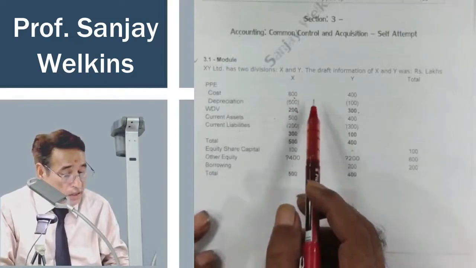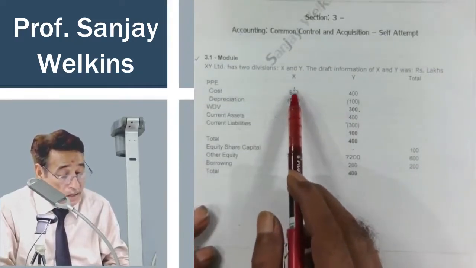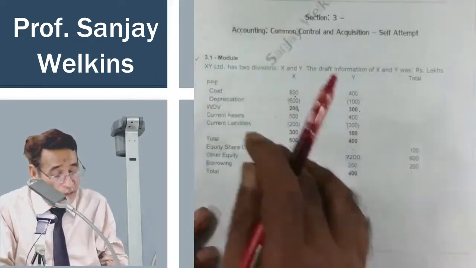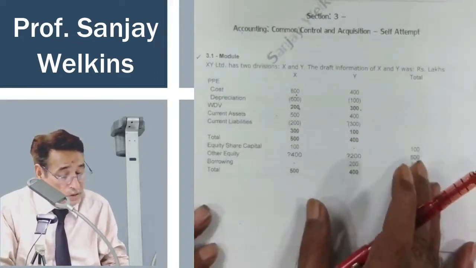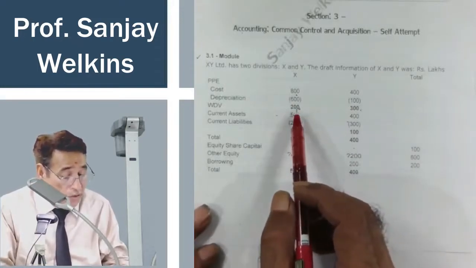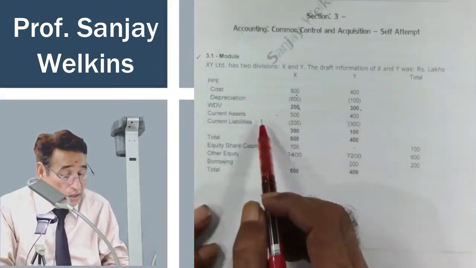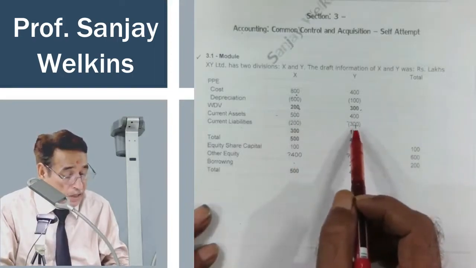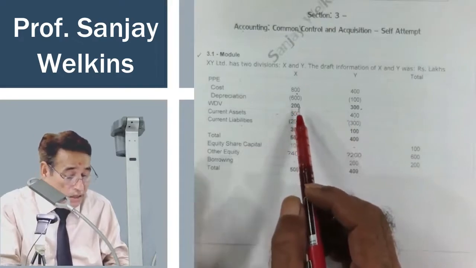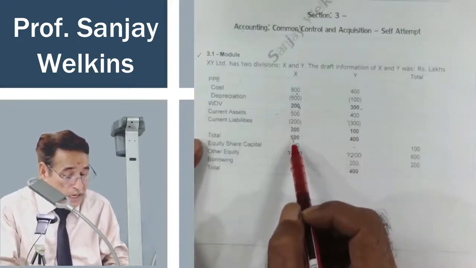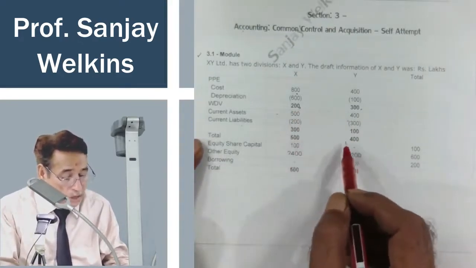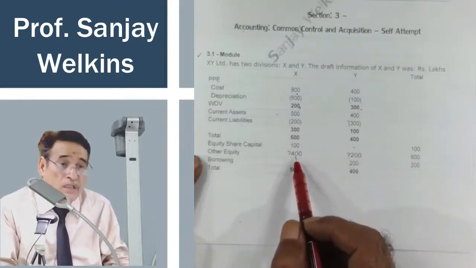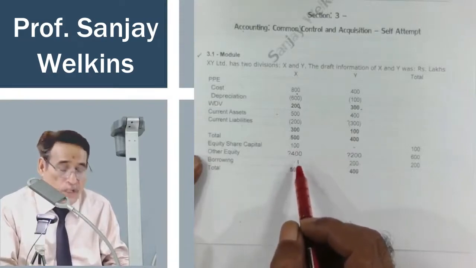Cost is 800 and 400. This is X and Y, two divisions. XY Limited is the entity and it has got two divisions. Further, we have been given written down values 200 and 300, and then current assets of 500, 400. Besides that, we have been given current liabilities 200, 300. The written down value and net working capital are added to give you totals, and then equity share capital of the organization is 100. Other equity actually was not given in the question.